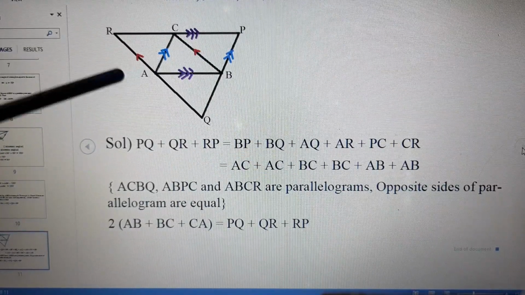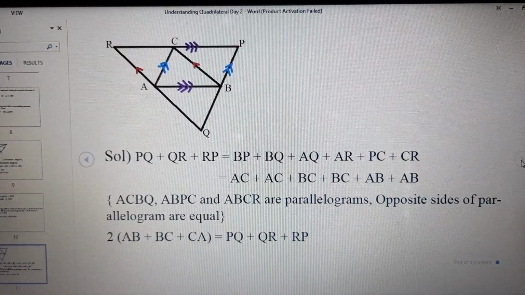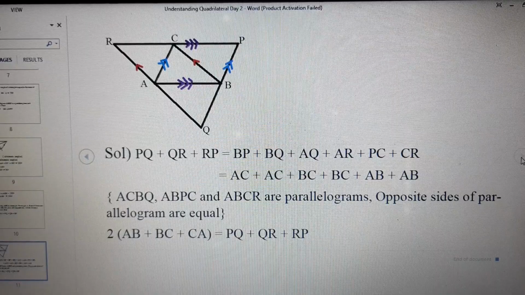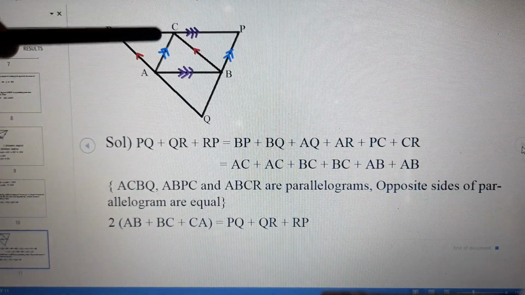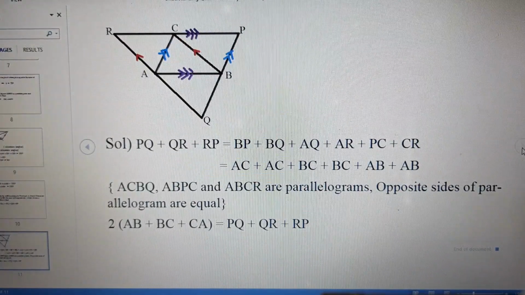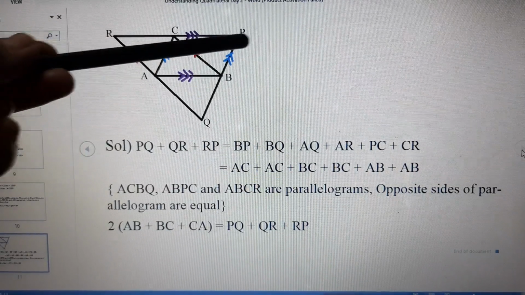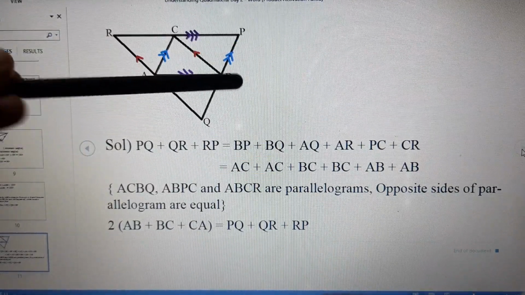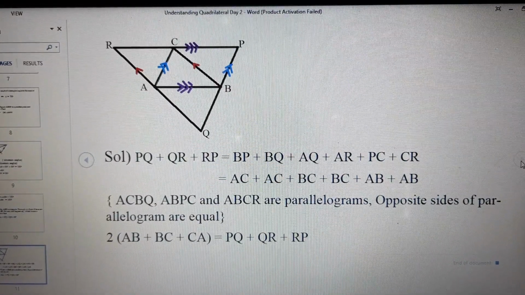So the red single arrow line is parallel to the single arrow line. RQ is parallel to BC. Likewise, from point B, they have drawn a line PQ which is parallel to AC. Double arrow. Fine. And then from point C, they have drawn a line RP which is parallel to AB.